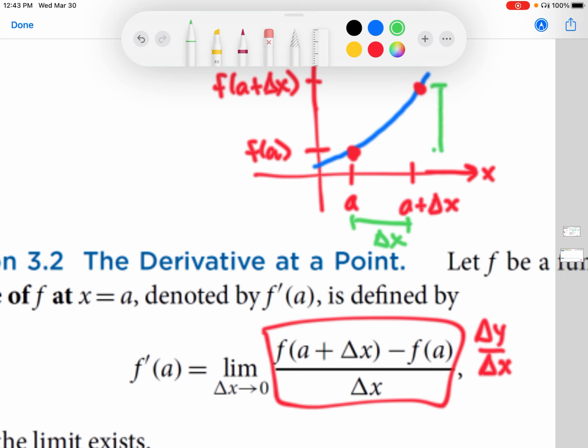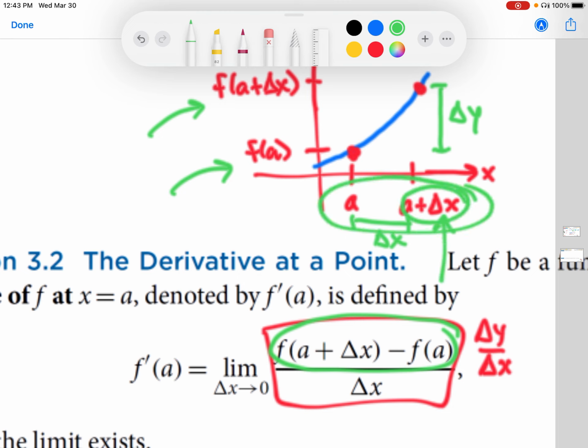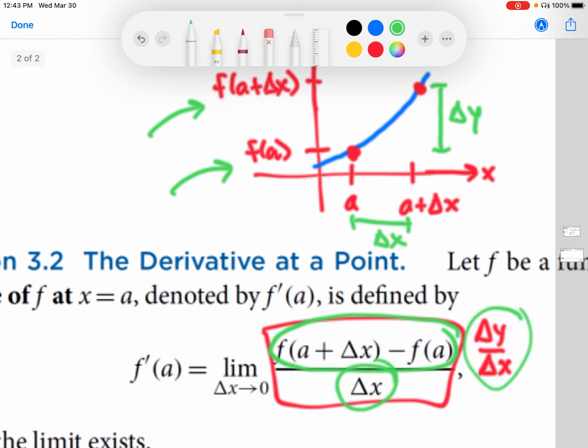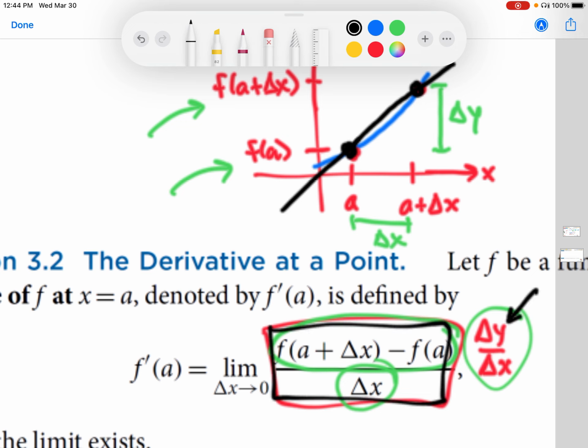Well, the change in y is exactly f of a plus delta x minus f of a. That's the numerator. And then the change in x is over here, right? A plus delta x minus a leaves you with delta x, which is what is down here. So this really is the change in y over change in x. Graphically, it is the slope of what's called the secant line, the line connecting these 2 points. So this is a difference quotient. It's just a slope, change in y over change in x, between these 2 points, this one and that one.